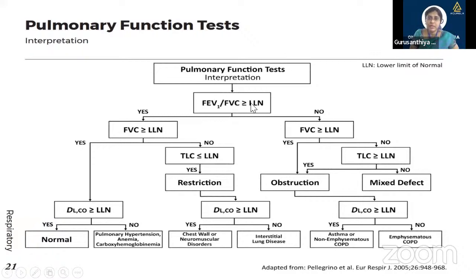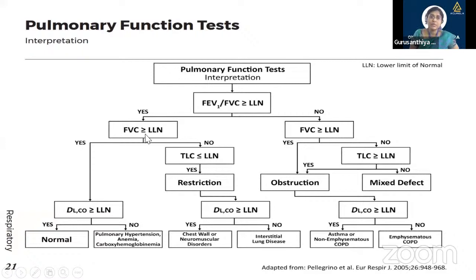If it is more than the lower limit of normal, which is actually 80% or 70% or 0.7, say yes, then you see the FVC. If the FVC is again normal, it means every other parameter is normal. Then you see the diffusion capacity. If the diffusion capacity is normal, then it is going to be a normal pulmonary function test. But if every lung volume and capacity is normal and the diffusion alone is not normal, then it means DLCO is less. It means carboxyhemoglobinemia or anemia. So this part of the graph is done.